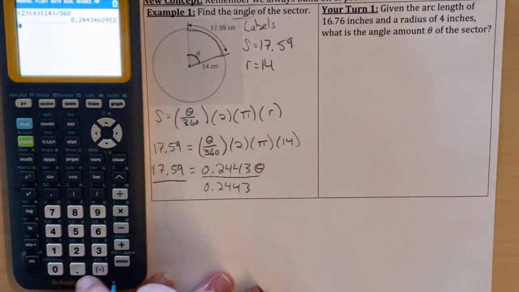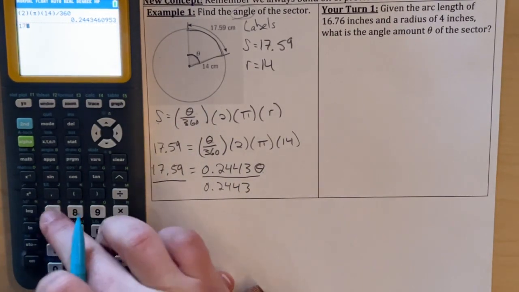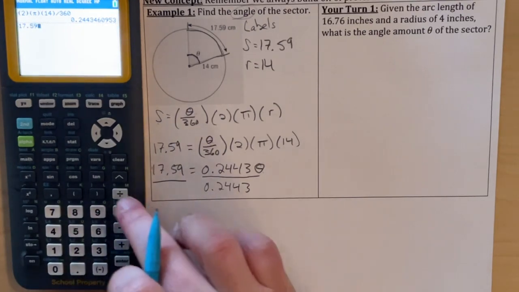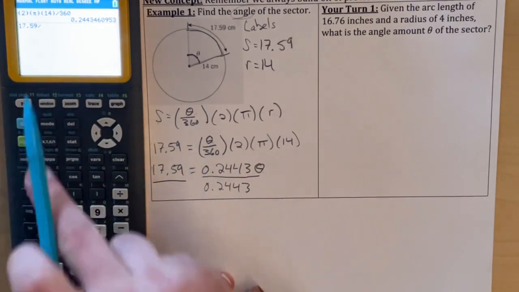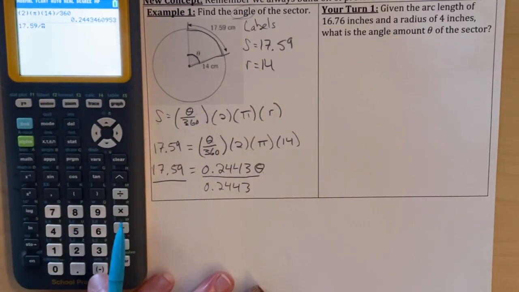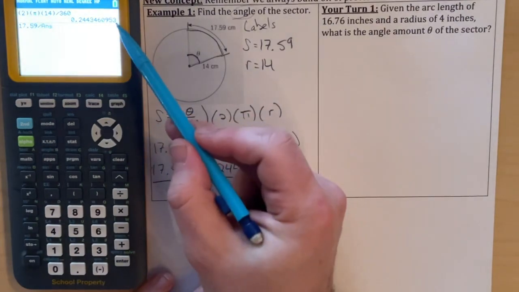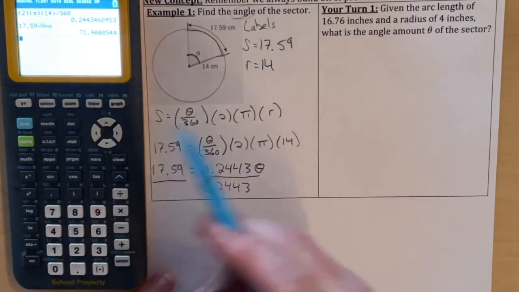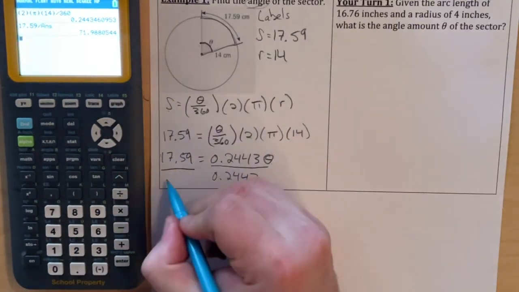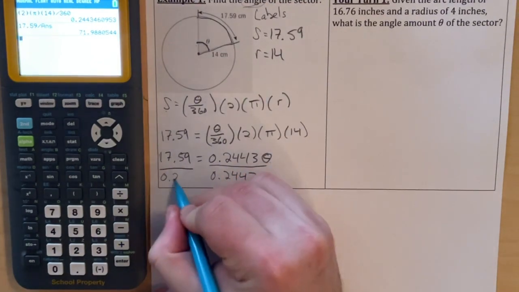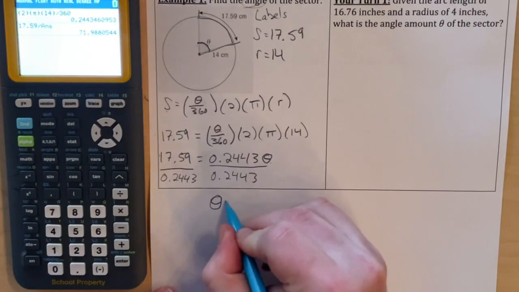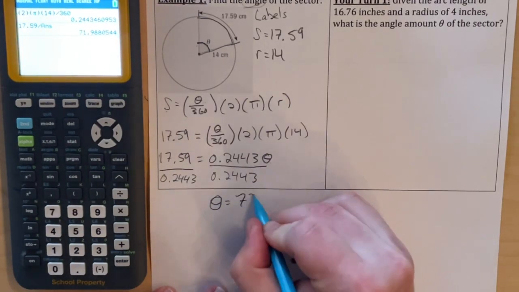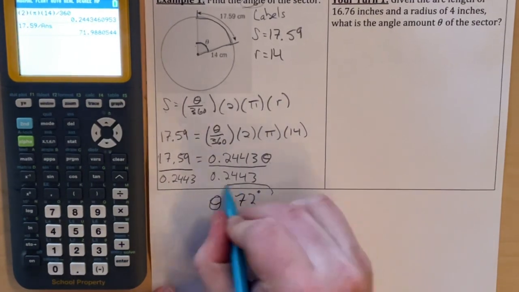So I'm going to take, let's have 17.59 divided by, and then instead of having to type out that entire amount, I can hit second, and then at the very bottom where that negative symbol is, I can say ANS because it will pull that previous answer. So I hit enter to get my angle amount. So I say this is divided by 0.2443. So I can say, hey, that angle amount theta is going to be about 72 degrees.